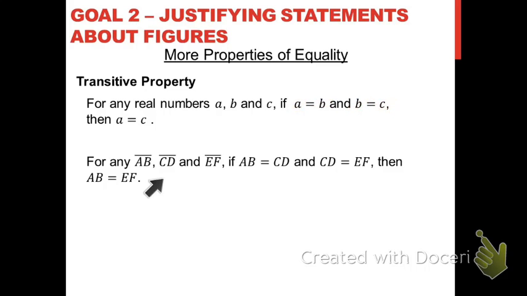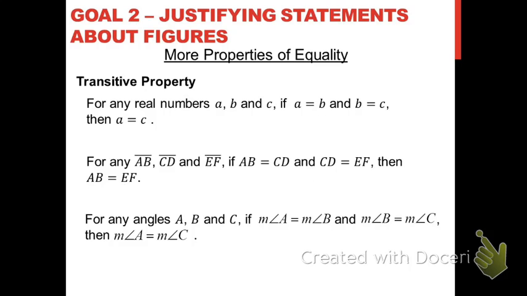For any three segments AB, CD, and EF, if AB equals CD and CD equals EF, well then AB and EF would both be equal to the same thing, and so they would be equal to one another, right? Or, with angles A, B, and C, if the measure of angle A equals the measure of angle B, and the measure of angle B equals the measure of angle C, then the measures of angles A and C are both equal to the measure of angle B, so they have to be equal to one another.